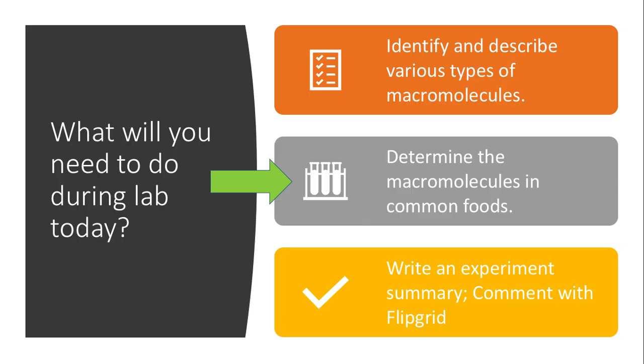So what will you need to do during your lab? We're going to give you the experiment and how it turned out, essentially your data, but we'll also give you some pictures and some information that will help you as if you were doing the lab yourself. So you'll need to identify and describe the various types of macromolecules. You will need to determine the macromolecules in common foods, and then write a summary and comment with your Flipgrid video. So what all does that entail?